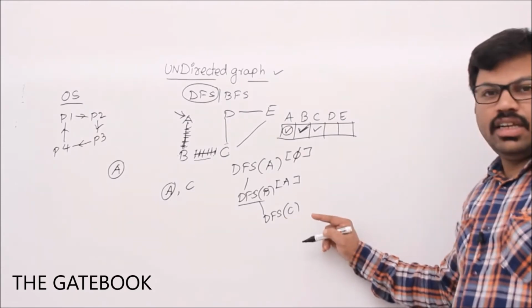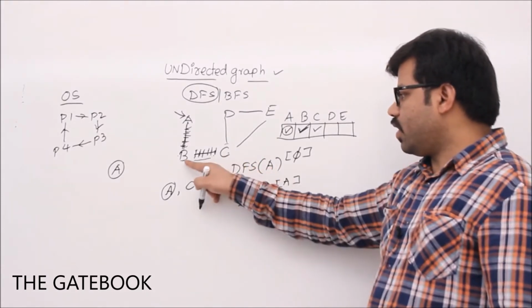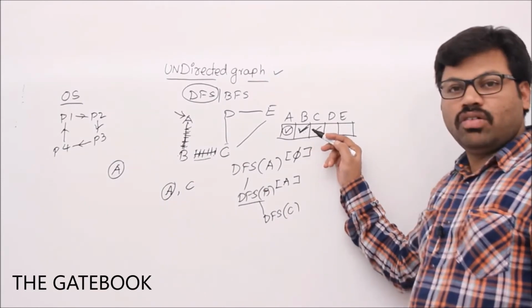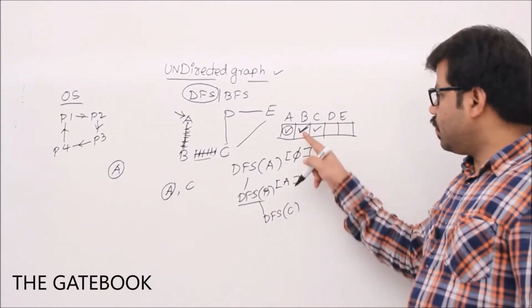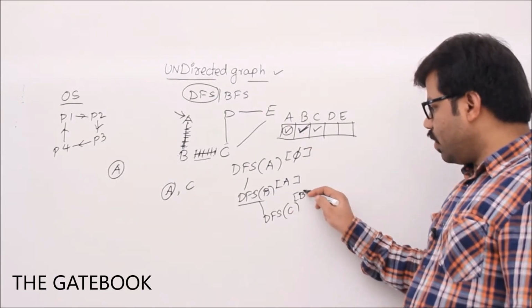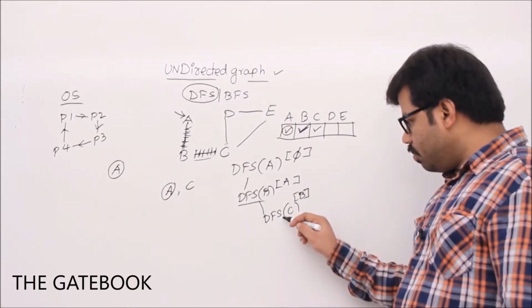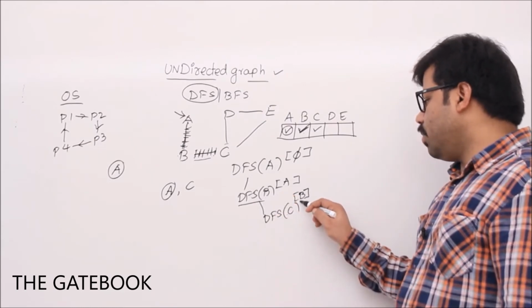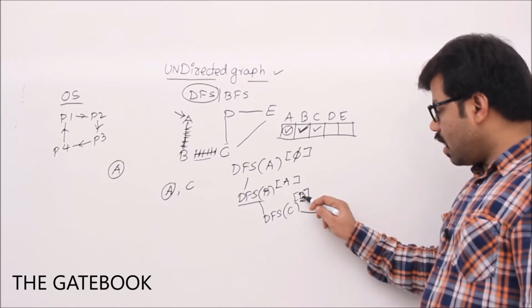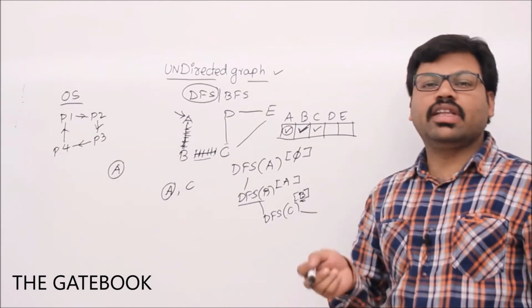On DFS on C, what do we do? We take every neighbor. First neighbor is B. B is visited, yes. Then one more condition: if it is visited, what is the parent of C? The parent of C is B itself, correct? We know that, because through B we reached C, so B is the parent of C. So leave it. If B is not the parent of C, then definitely there is a cycle.